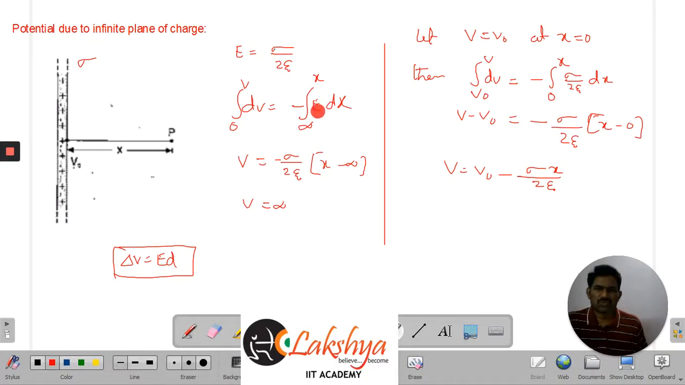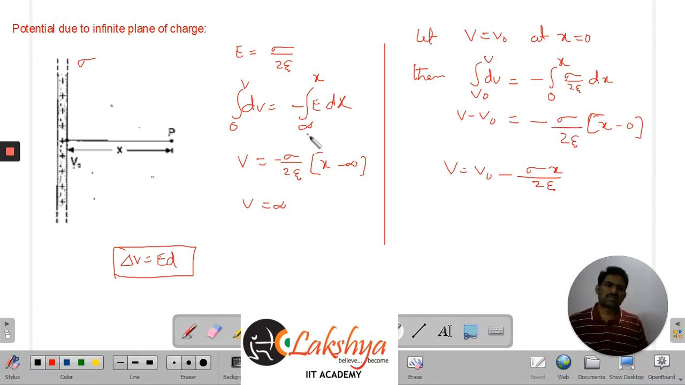So just substitute this E value here. So sigma by 2 epsilon naught, then integral of a constant, means its value is a constant, so I am writing it outside. Then integral of dx is nothing but x, so x minus infinity. That means the result is infinity. The potential at that point is infinity.